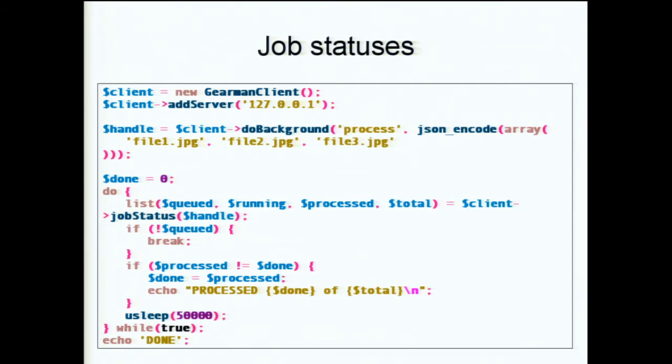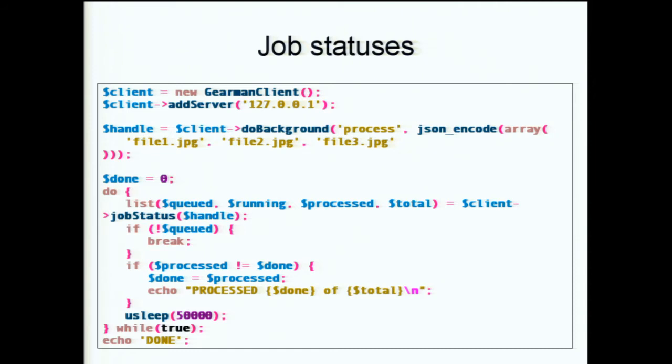Again, spawn do background, just as before, but the difference is, where is it? Oh, yeah, here. JSON encode, I'm sending the array, and then I'm getting from the job status call, here. From the job status calls, I'm getting the number of process and the number of total and queued and running tasks that I have.